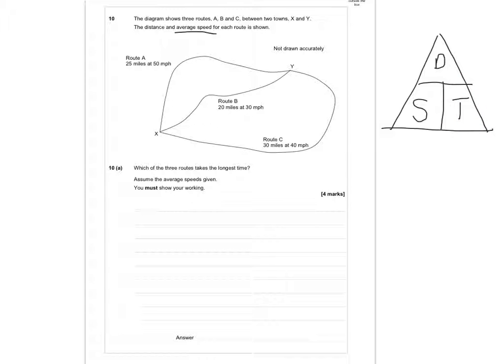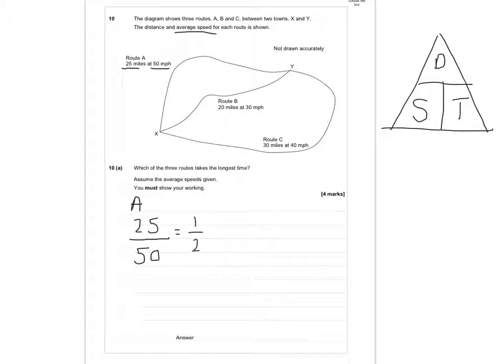It does say show your working, so really carefully, I'm going to say, okay, route A, how long does it take? I know that the distance is 25 and the average speed is 50. To work out the time, we do the distance divided by the speed. So I'm going to do 25 divided by 50. You can see that's a half, so it takes half an hour to go along route A.